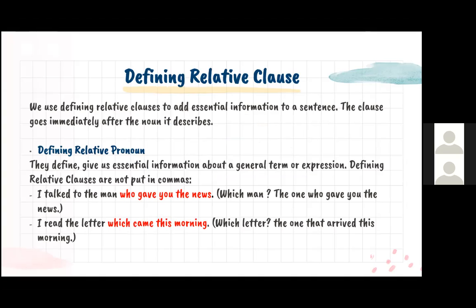For example, I talked to the man who gave you the news. Which man? The one who gave you the news. Second, I read the letter which came this morning. Which letter? The one that arrived this morning.